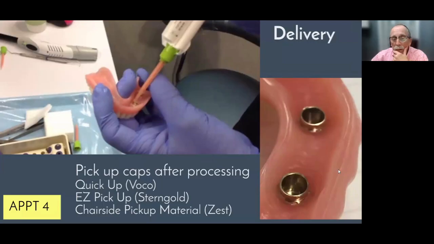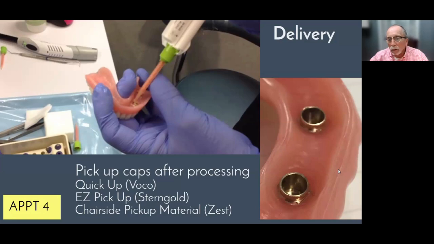So the fourth appointment, I always preferred that my dentist pick up the caps chairside. We would go out and assist. And the good thing is that there are materials out there. You can use cold cure acrylic, but there are easier to use materials like Quick Up or Easy Pickup or Chairside from different manufacturers that all work with traditional acrylic, with the printed dentures, with the milled dentures really well. And they just make these pickups pretty simple.